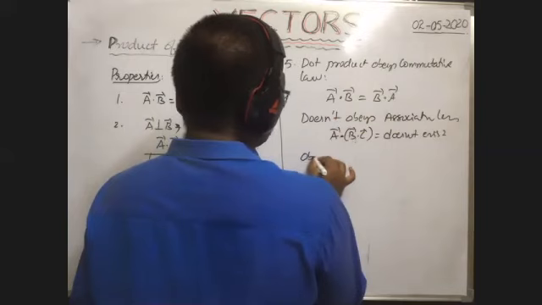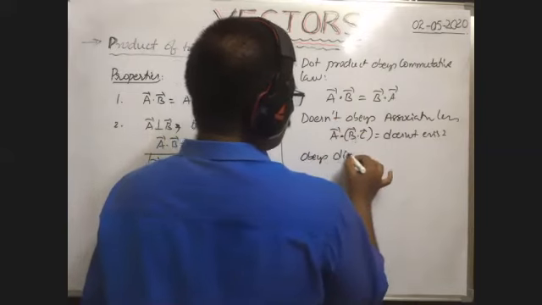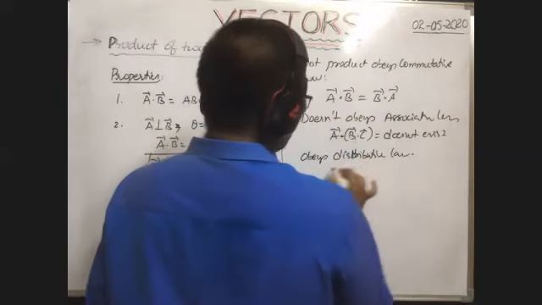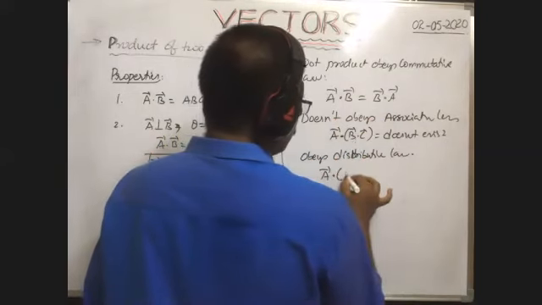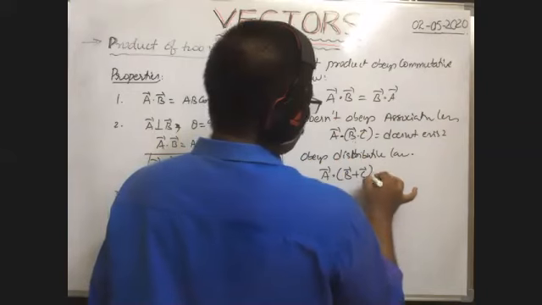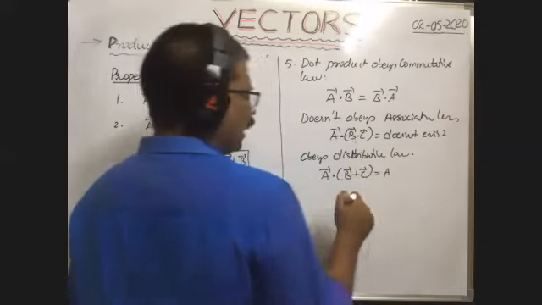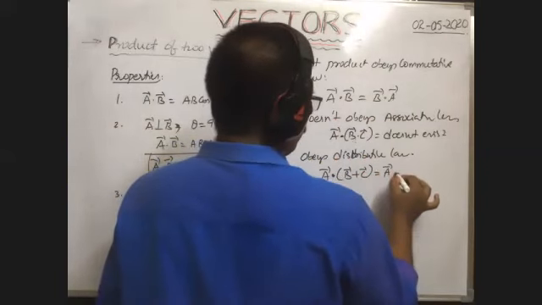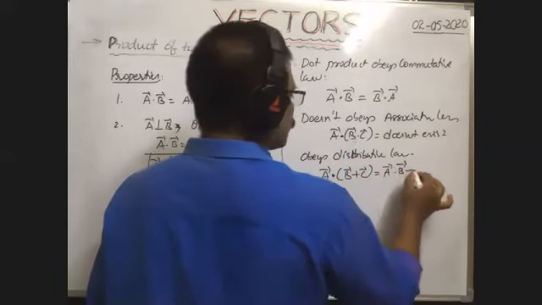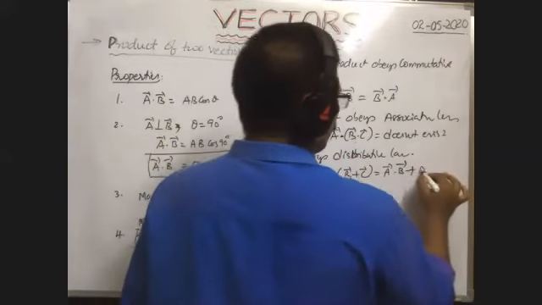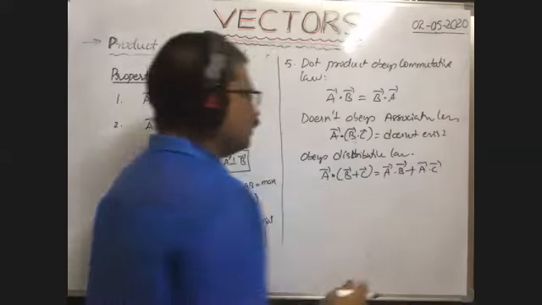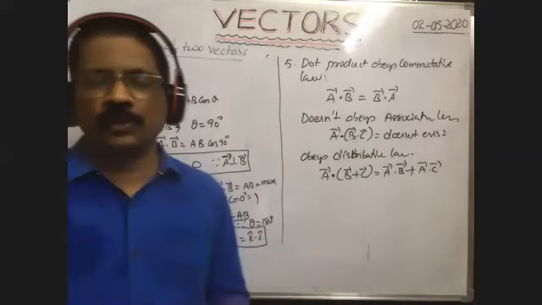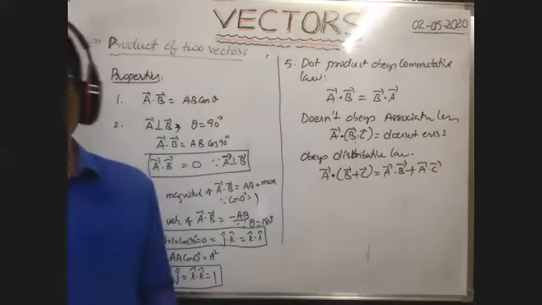Obeys distributive law. That means a bar dot b bar plus c bar you take. So we can write as usual in algebra how we can do. Here also we can do same. But in dot product we have to write a bar dot b bar plus a bar dot c bar. It is the distributive law in dot product. So dot product obeys distributive law. Okay.